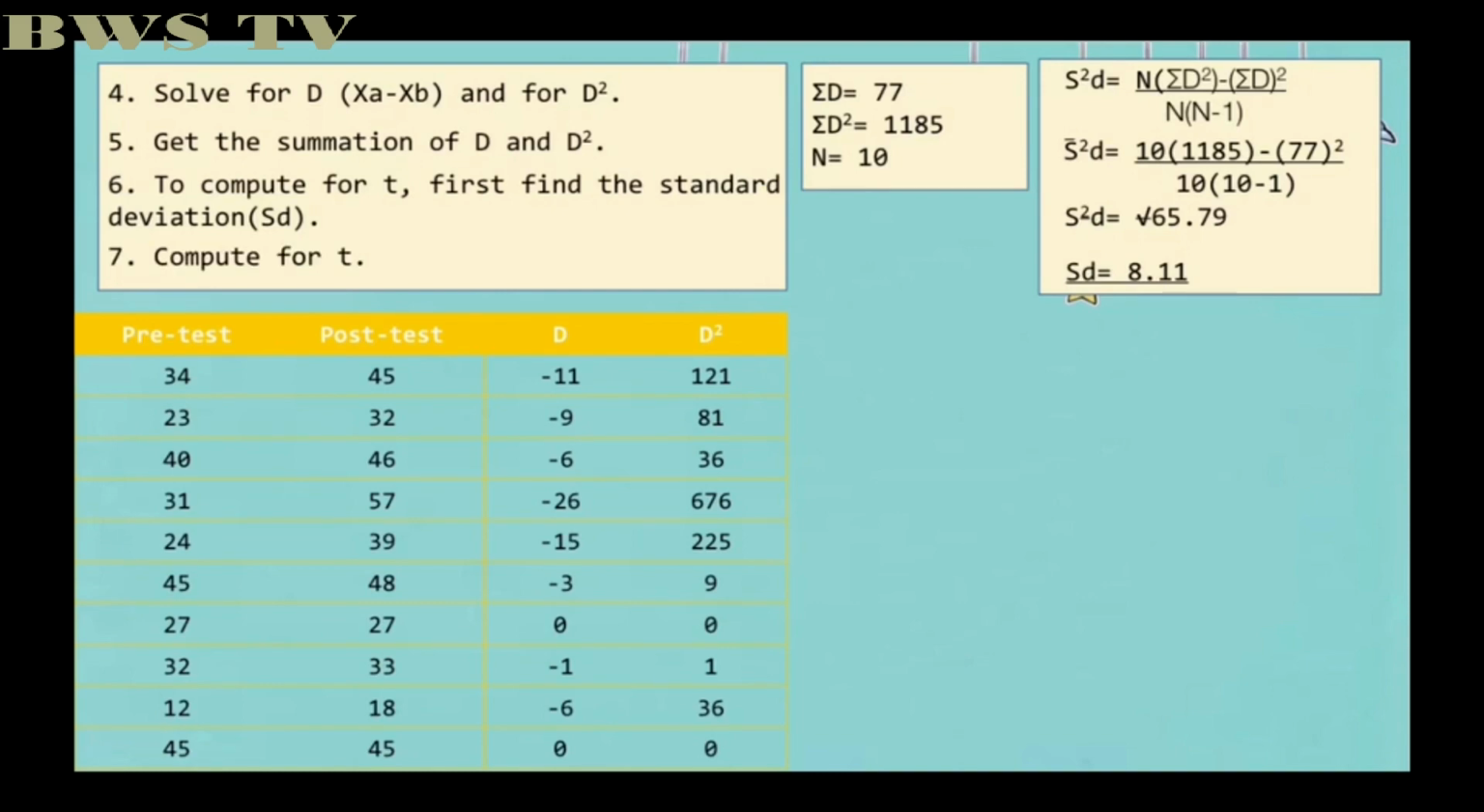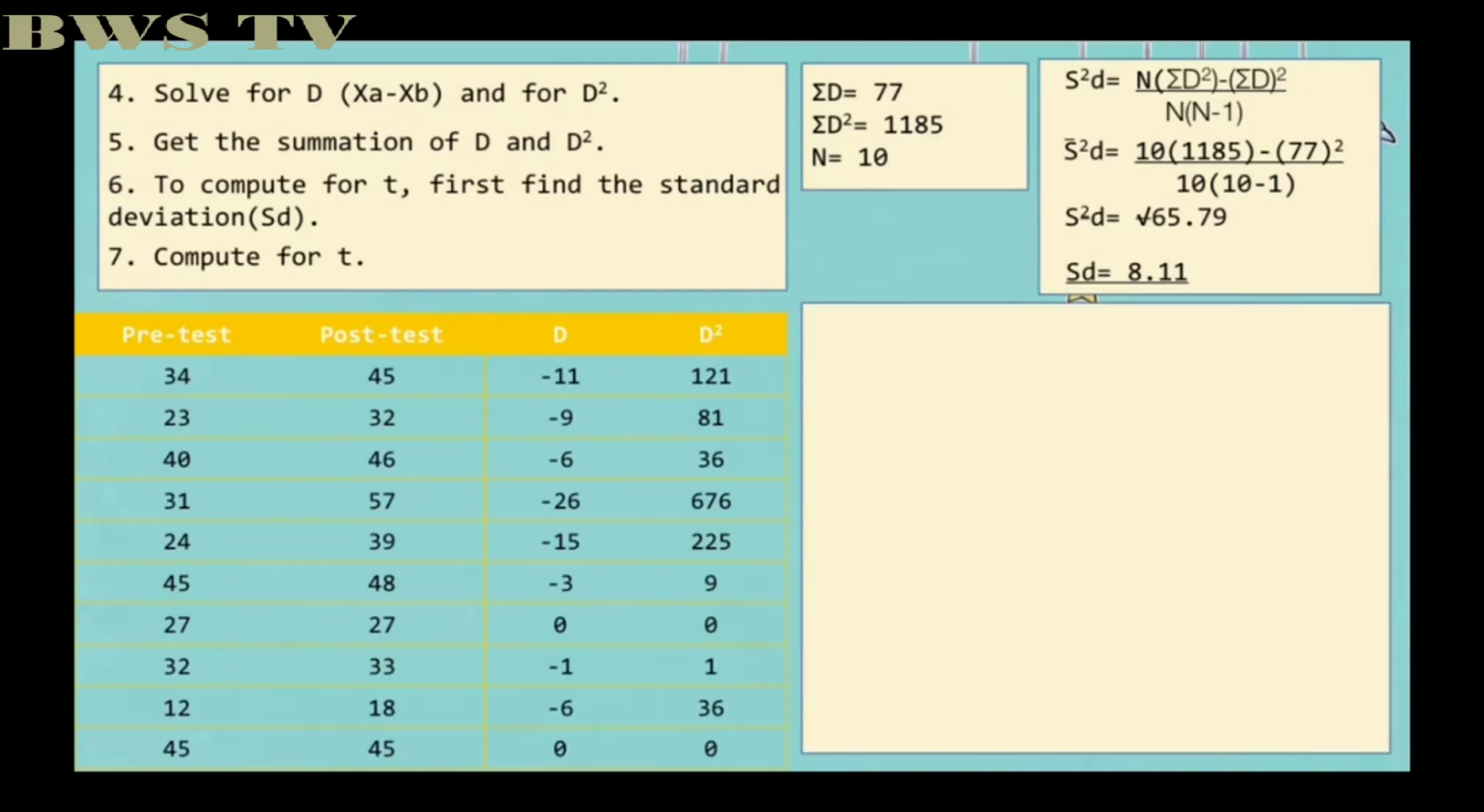Step 7. Compute for t. Our formula for t is summation of D over N over standard deviation over square root of N. Then we substitute 77 over 10 over 8.11 over square root of 10. Our t is 3, also known as the computed value.